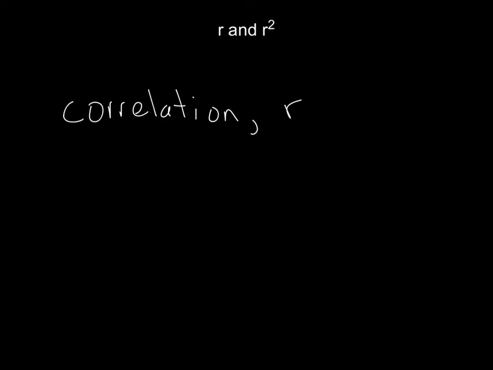This video is going to talk about correlation and the coefficient of determination, which is r squared. Let's first talk about correlation. We use the letter R for correlation, and it's a measure of the strength of a line, or how well a line predicts a set of data.